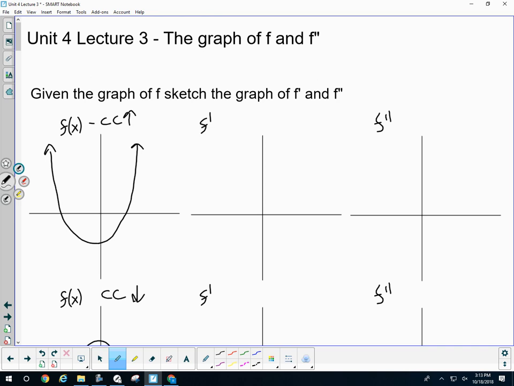Okay? We did this, remember, back in Unit 2. We would look at the tangent slopes at different locations. We'd plot those tangent slope values. So this is a very negative value here. This is less negative. Okay, keep going. Go ahead and graph f prime. And then after you get f prime, graph f double prime.